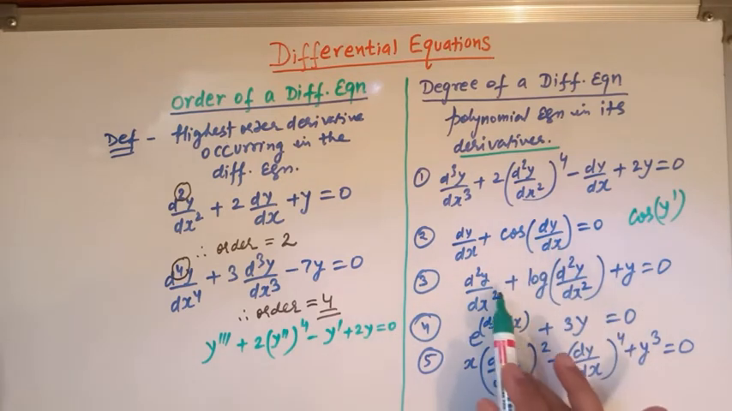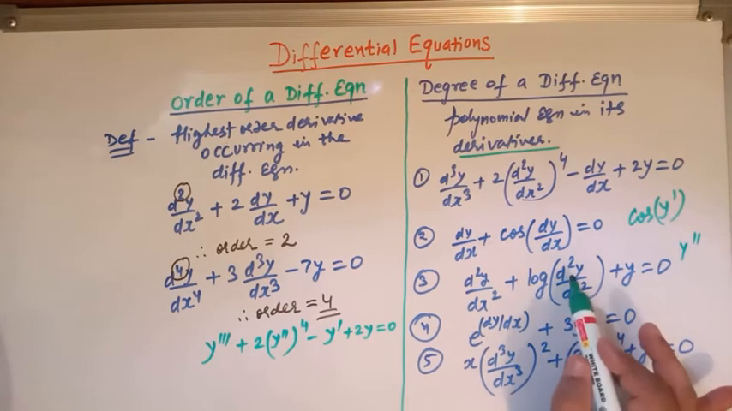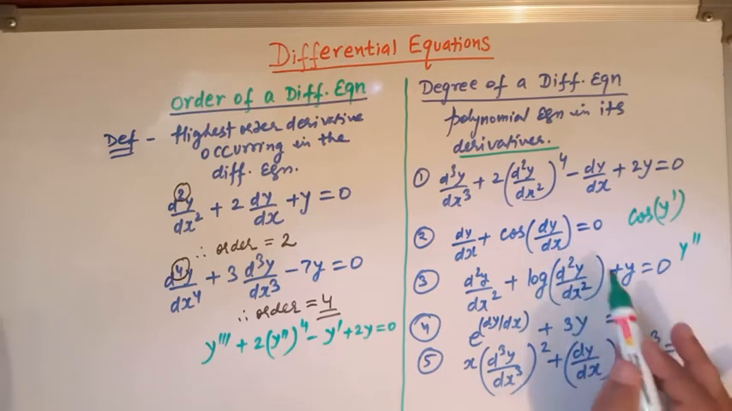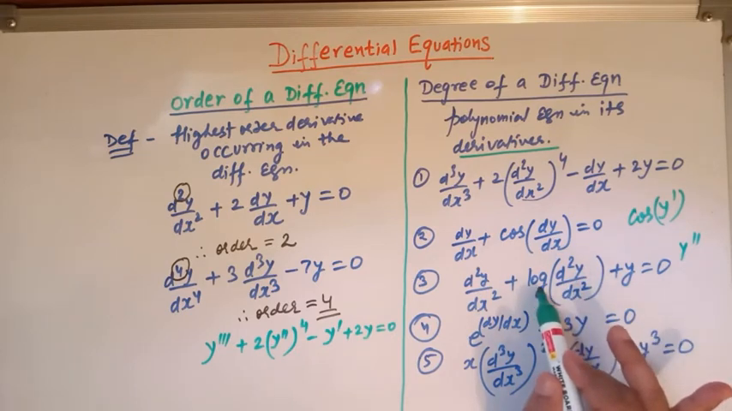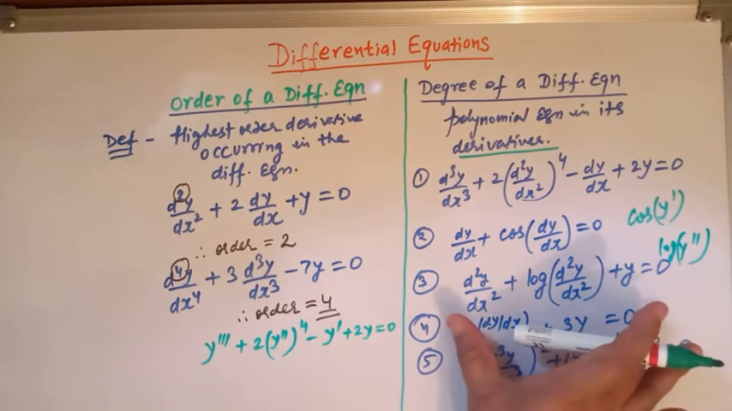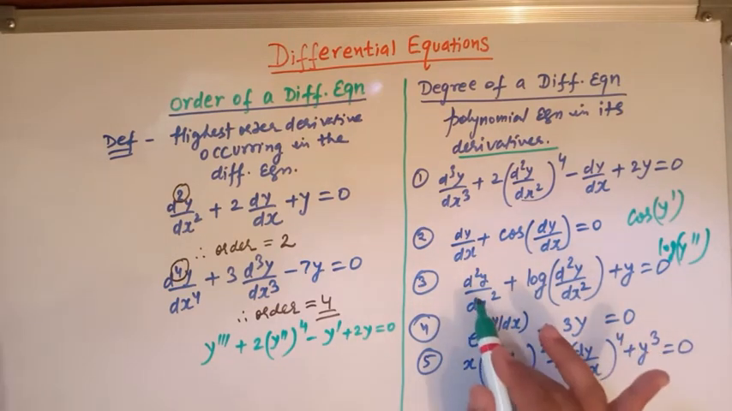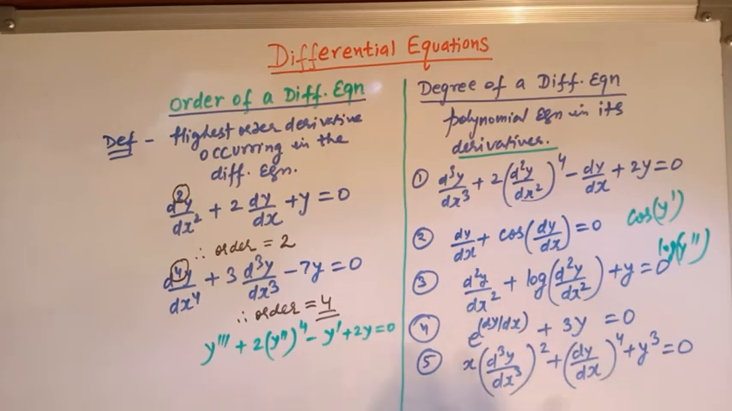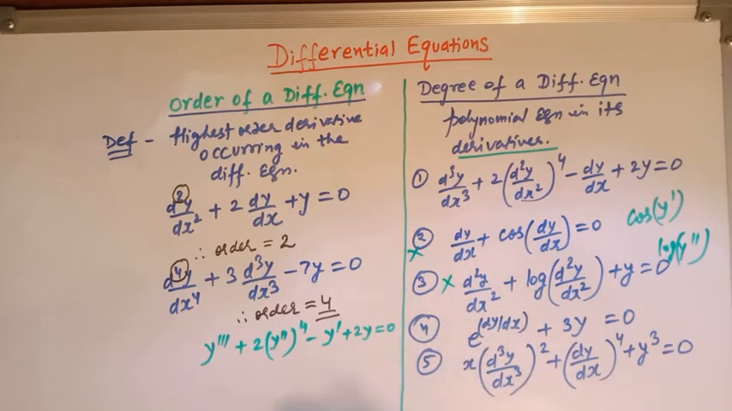Clear? Similarly, here we see that the second derivative, the y double prime, occurs as a log function. Clear? So we have a log of y double prime. So this equation is also not a polynomial equation in the derivatives. Clear? Similarly, equation 4 is also not a polynomial equation in the derivative.